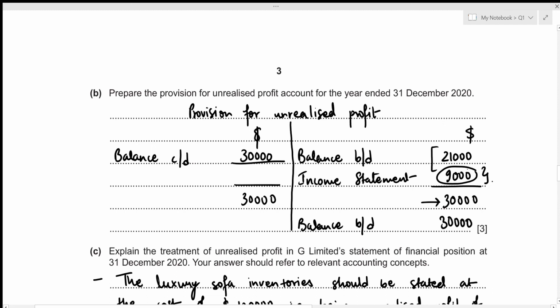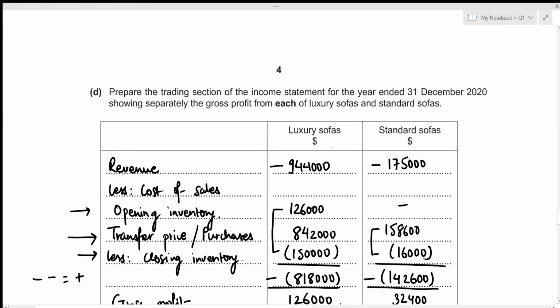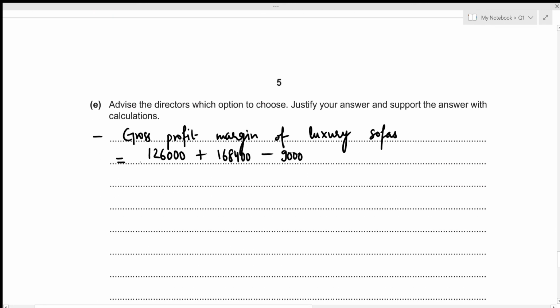So in order to figure out our gross profit margin right here, we also need to adjust this expense, which means that this 9,000 should be deducted. Let's do that. So that will be minus 9,000. Now these are all of the profits that should have been adjusted. Now we just divide it by our total revenue and multiply it by 100 in order to figure out the gross margin. And we can see that the revenue for luxury sofas was 944,000. So let's write it down. Divided by 944,000 times 100%. Okay, so this is just going to be 30.23%.